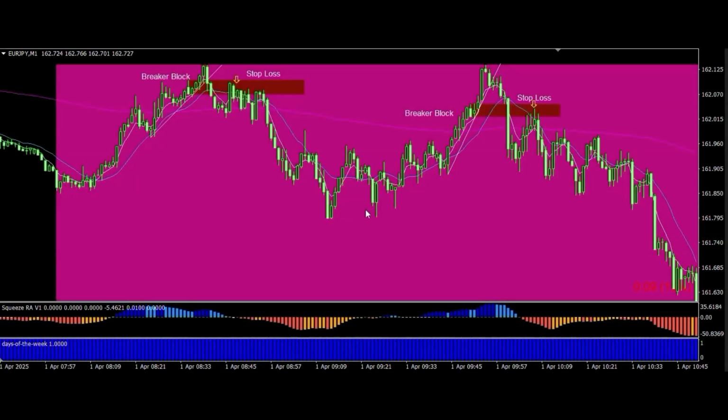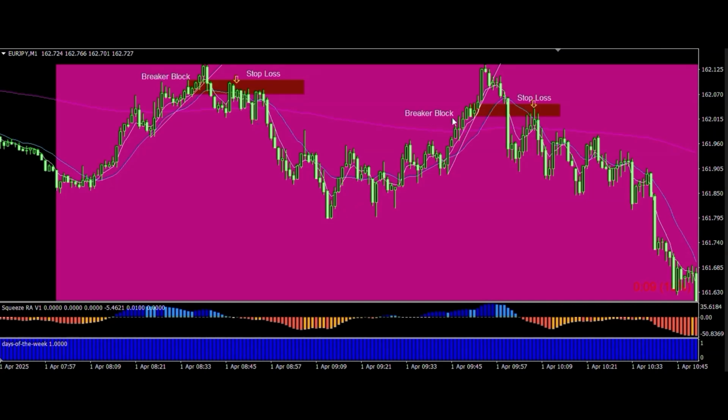In this example, we see a trend line break and a breaker block right here. This is a bearish breaker block, which is the last down candle before the up move. Once price breaks the trend line, we're looking for a retrace back into that breaker block. And once it gets rejected, that's when we enter.